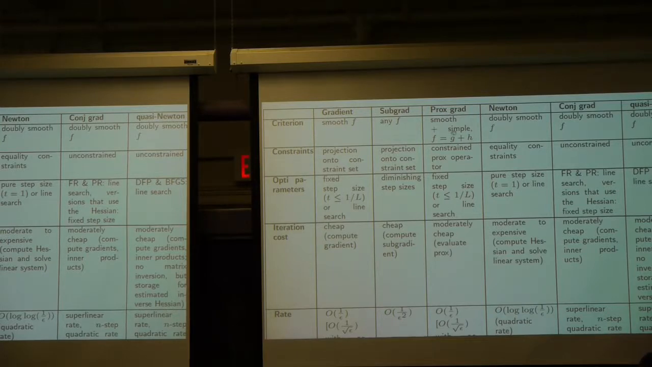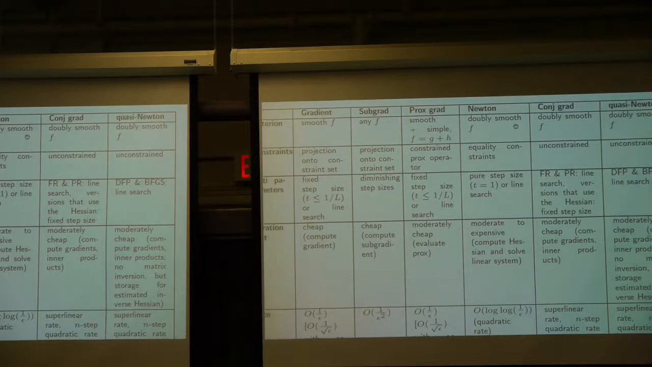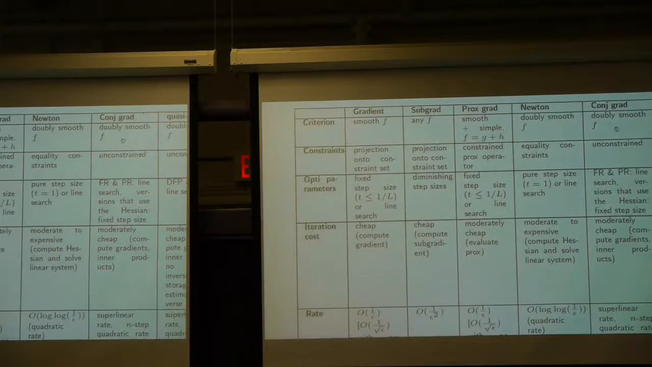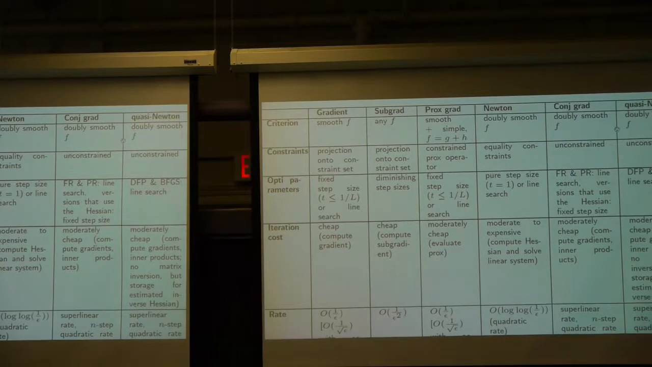For proximal gradient, we have to be able to decompose it as a differentiable function g plus a function h that's not necessarily differentiable but simple. For Newton's method, we needed two derivatives on f. And for these methods here, conjugate gradient and quasi-Newton, we also needed two derivatives of f. So there are different smoothness assumptions here. You can imagine the more we assume, the more we can do, but maybe the more costly the method is as well.